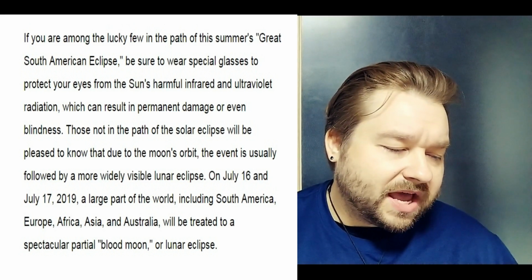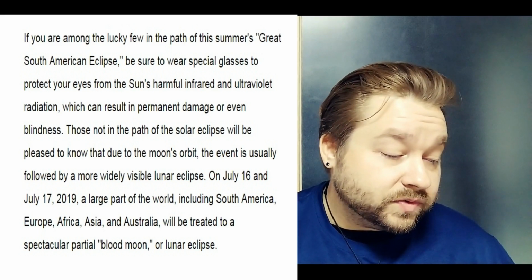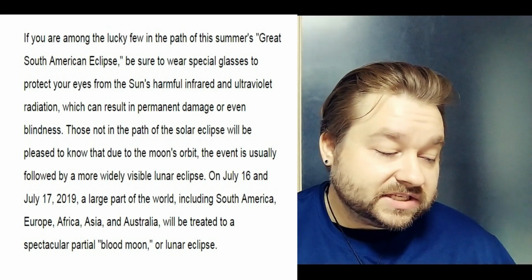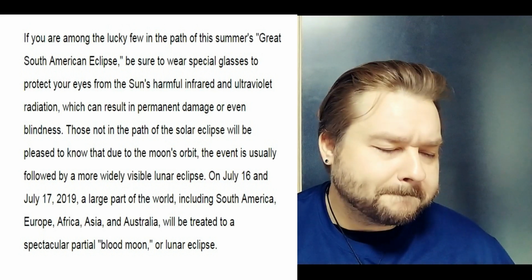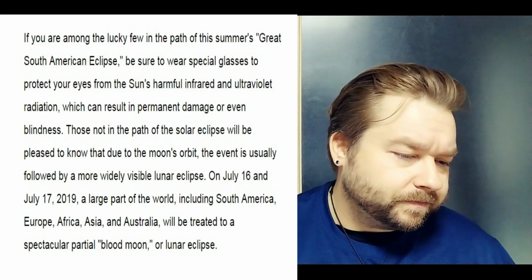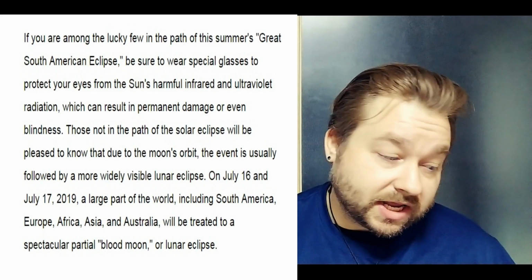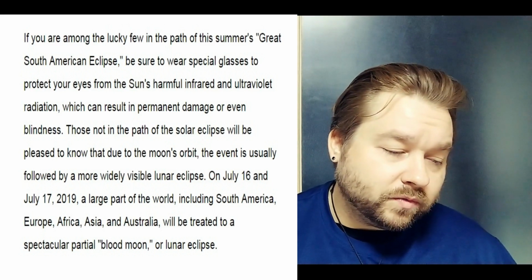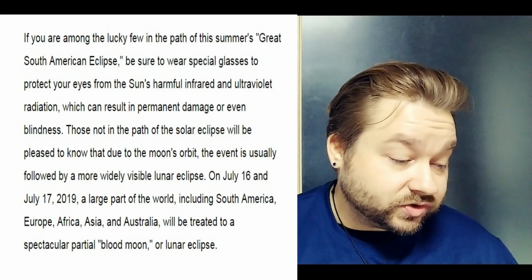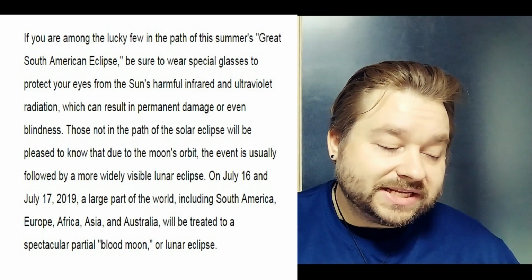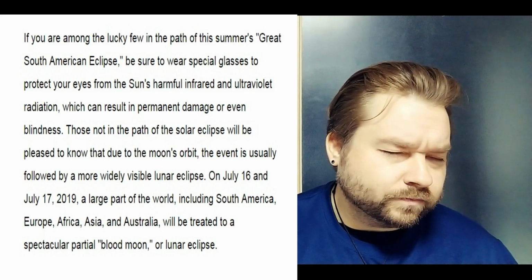Those not in the path of the solar eclipse will be pleased to know that due to the moon's orbit, the event is usually followed by a more widely visible lunar eclipse. That one was kind of natural. On July 16th and July 17th, 2019, a large part of the world, including South America, Europe, Africa, Asia, and Australia, will be treated to a spectacular partial blood moon or lunar eclipse.